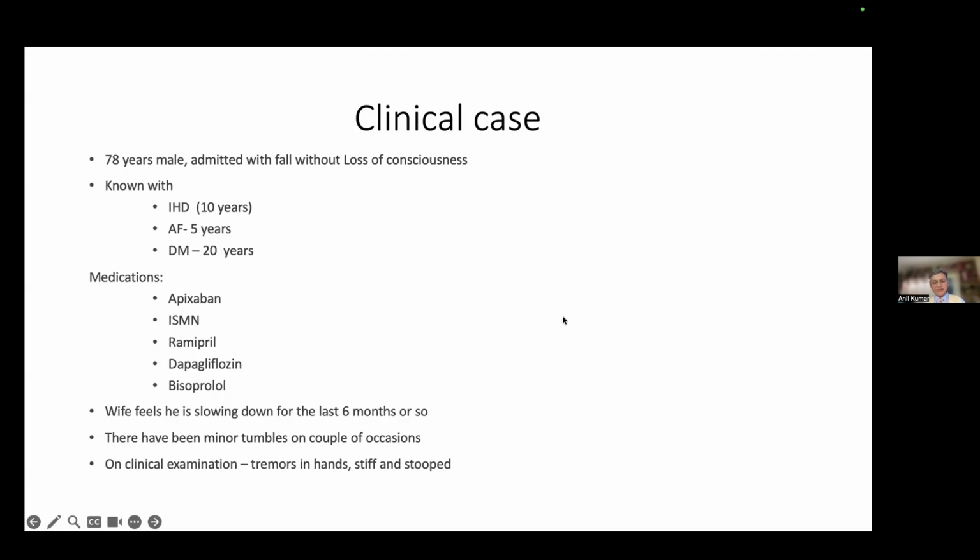His wife felt that he has become slightly clumsy, he had a few tumbles, he is slowing down. And when you examine, tremors in the hand were there, he was slightly stiff and stooped. What do you think is happening? What are the issues that we need to be addressing?